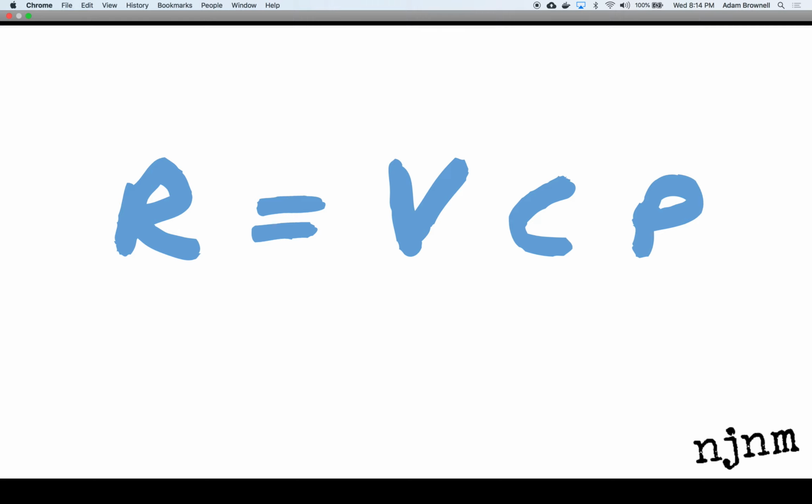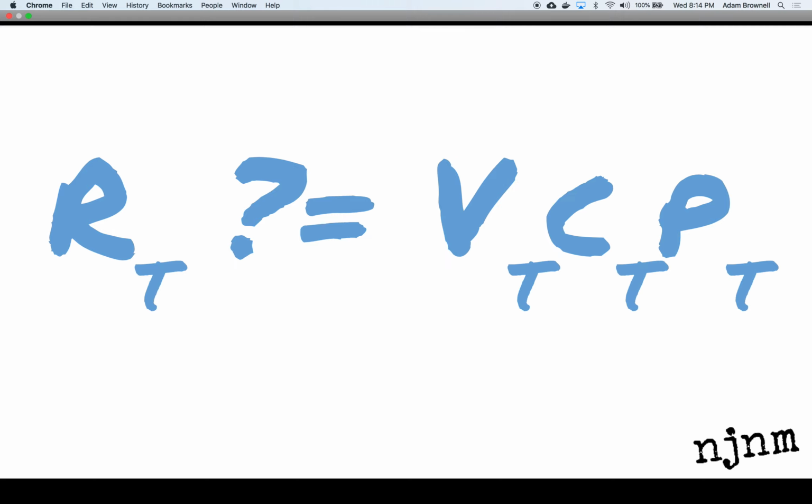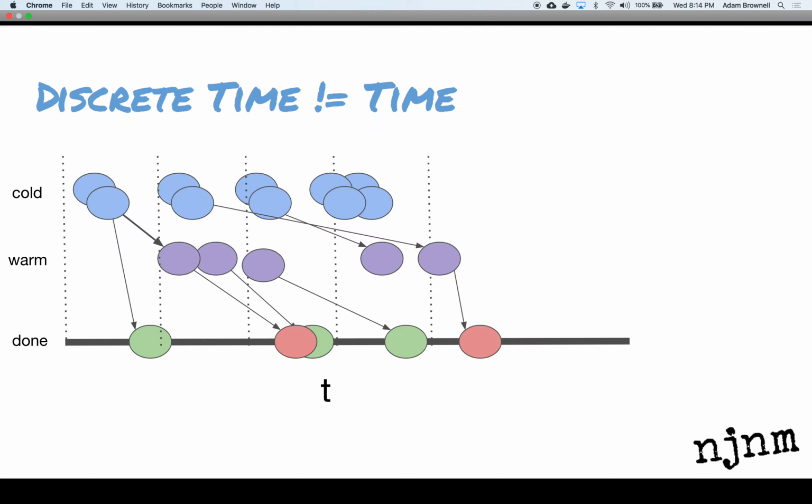So math. How do we make things over time? Yeah, you stick T's as subscripts on the bottom of all of them. That's it, right? So does your revenue over time actually equal volume for that time period times your conversion for that period times your price for that time period? In my experience, discrete time is not actually time.